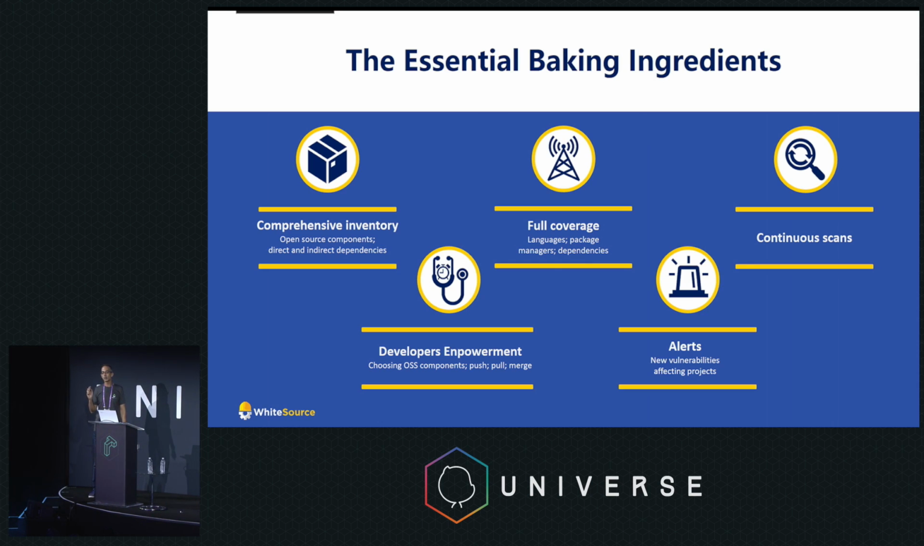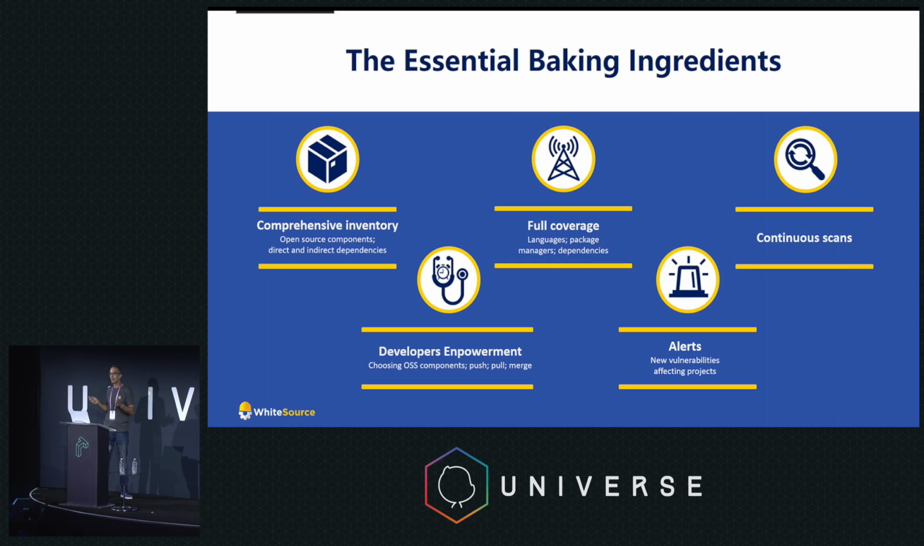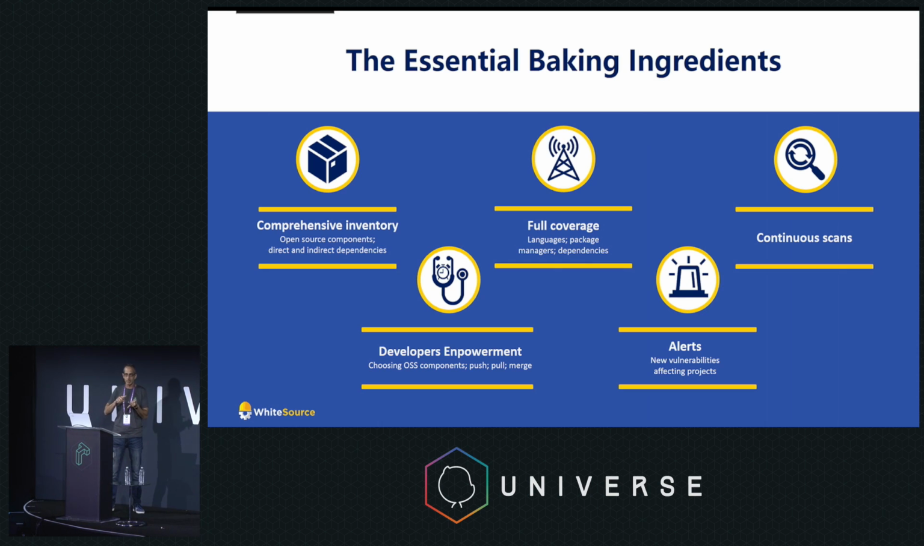To do that, you have to make sure that you follow the essential components that will drive a correct security vulnerabilities remediation process. First of all, you have to understand what open source components you have in your pieces of software, including all the dependent packages and transitively dependent packages, because they may be vulnerable as well.